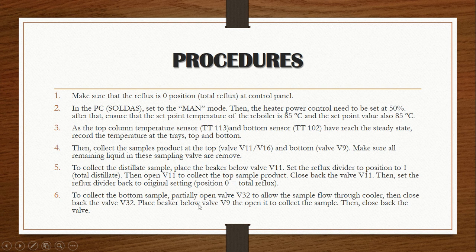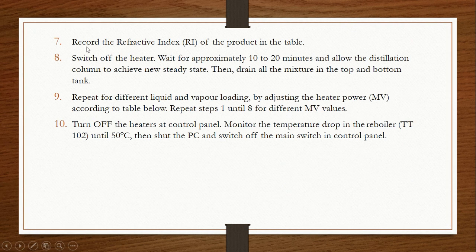Then we place the beaker below V9, which is the valve of the bottom product. Then open it to collect the samples, then close back the valve. After we collect all the sample products, we record the refractive index, which is RI, of the top and bottom products in the table. After that, we switch off the heater. We wait approximately 10 to 20 minutes to allow the distillation column to achieve the new steady state. After that, we can drain all the mixture in the top and bottom tank.